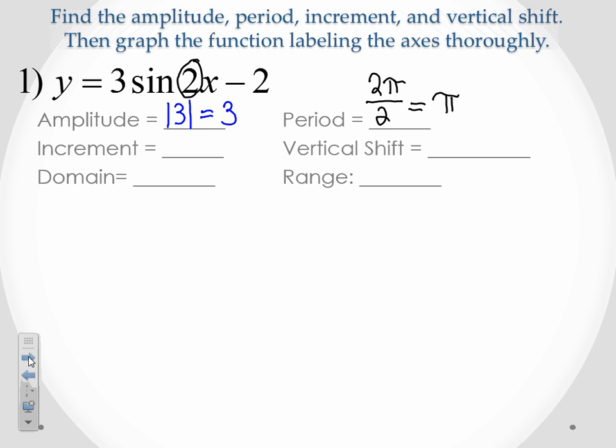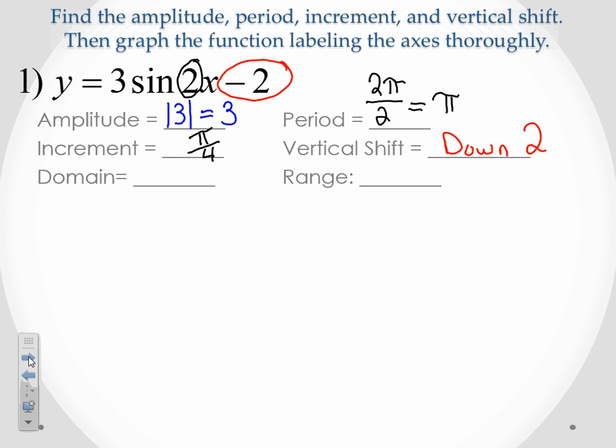Once we're done here, we need to determine our increments. Our increments are determined by taking our period, which was pi, divided by 4. So it's just going to be left as pi over 4. Now we're going to do our vertical shift. Our vertical shift is whatever's added or subtracted here at the end. So it's a negative 2, so we're going to go down 2. Now that we have all 4 of those things figured out, we can now start our graph.